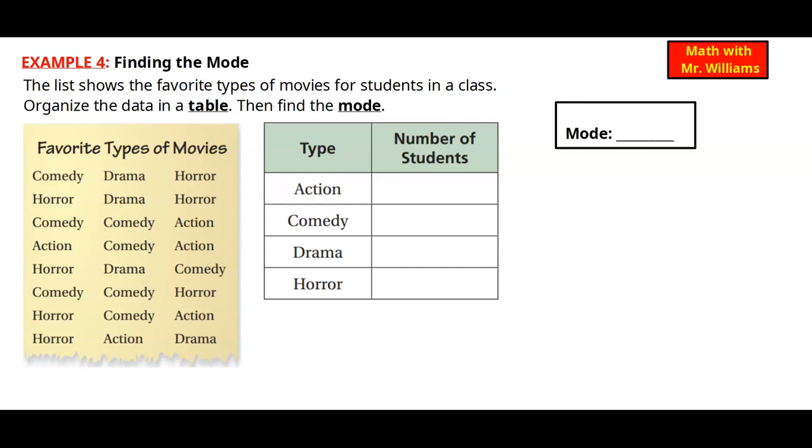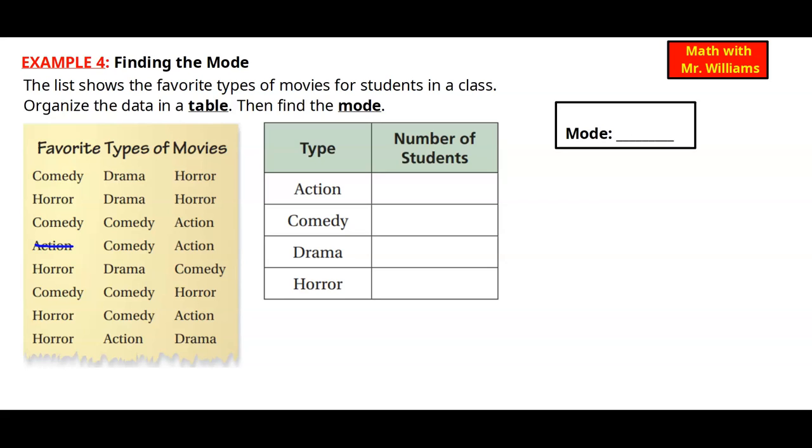Math with Mr. Williams, example 4. Finding the mode. The list shows the favorite types of movies for students in a class. Organize the data in a table, then find the mode. Okay, so here we have the type: action, comedy, drama, horror, and we need to count out how many students voted for each one. So let's go through and do action first.